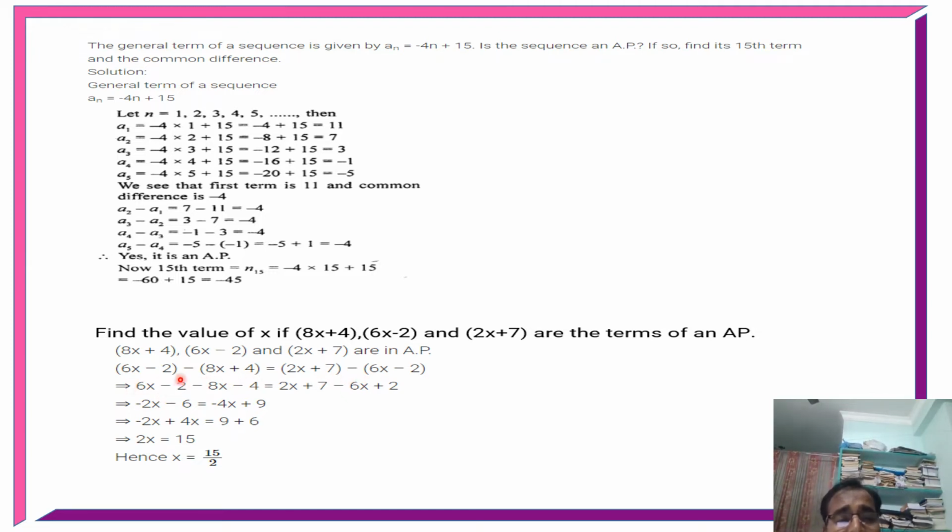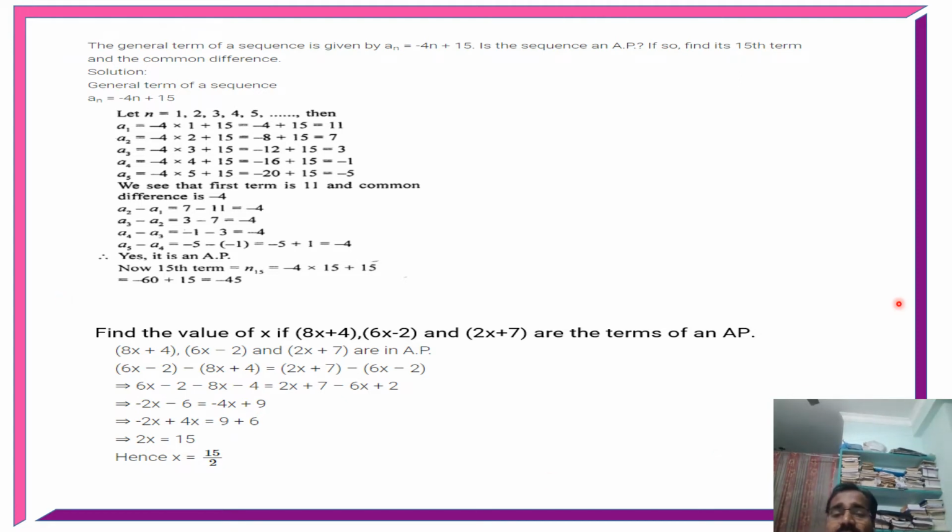6x minus 2 plus, minus into plus, minus 8x, minus into plus, minus 4, equals 2x plus 7, minus into plus, minus 6x, but here be a little careful, minus into minus, plus 2. Then we have 6x minus 8x, minus 2x, minus 2 minus 4, minus 6, equals 2x minus 6x, minus 4x, 7 plus 2, 9. Write all x terms on one side, constants on one side. We have 2x equal to 15. So x equals 15 by 2.